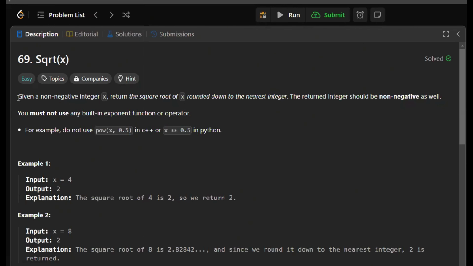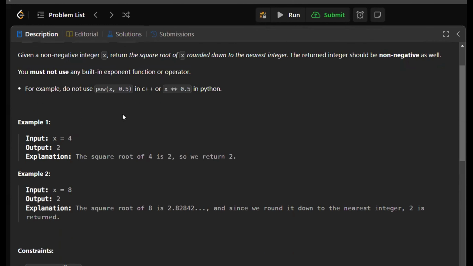In this problem, we are given a non-negative integer x and we have to return the square root of x rounded down to the nearest integer. The returned integer should be non-negative as well. Here, we must not use any built-in operator or built-in exponent functions.